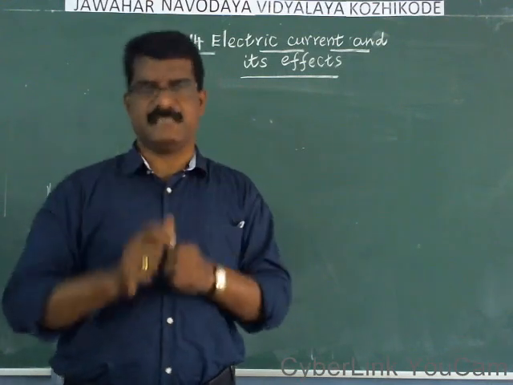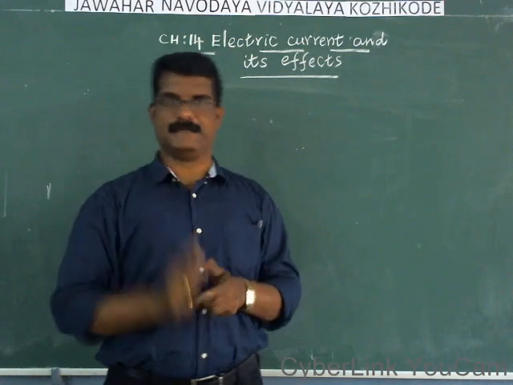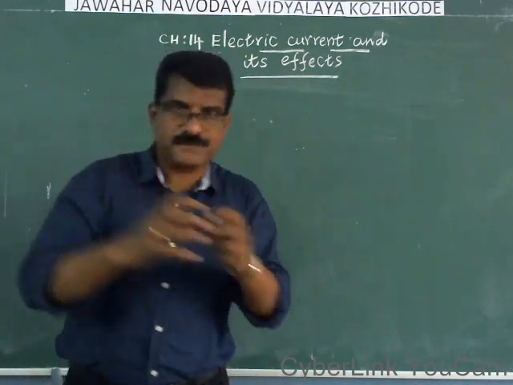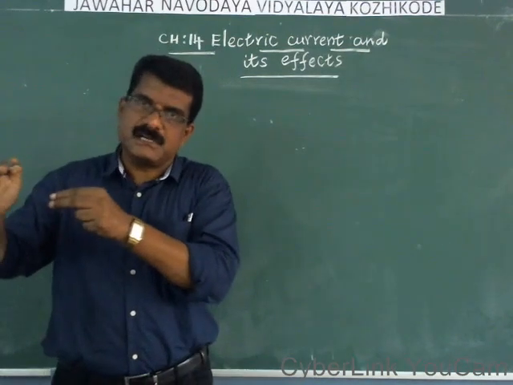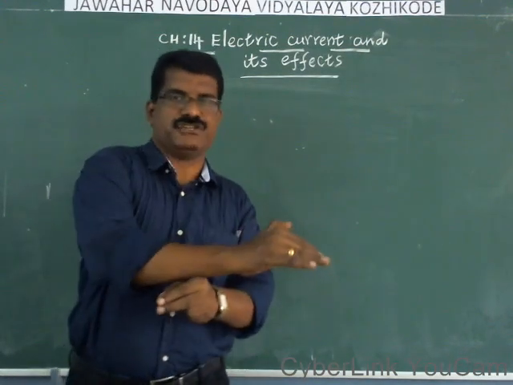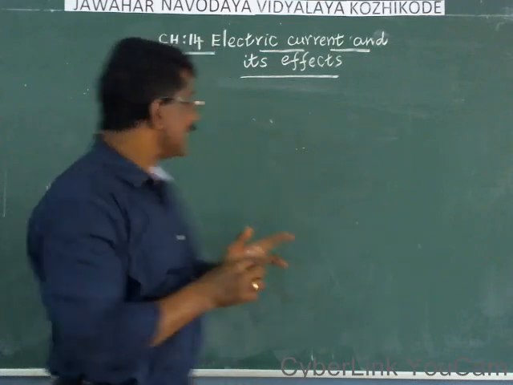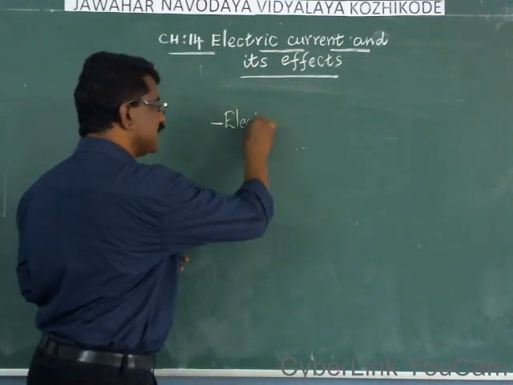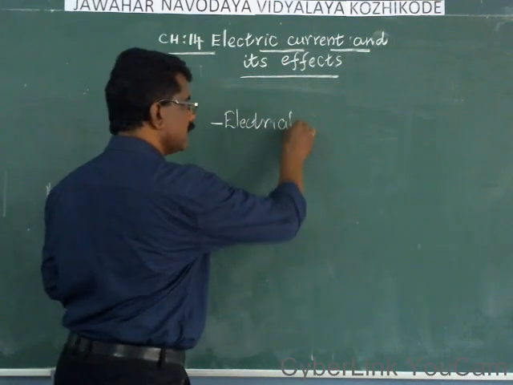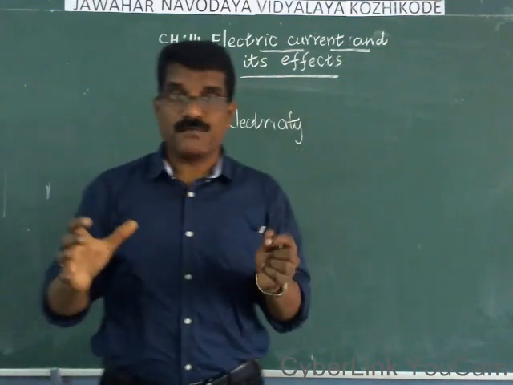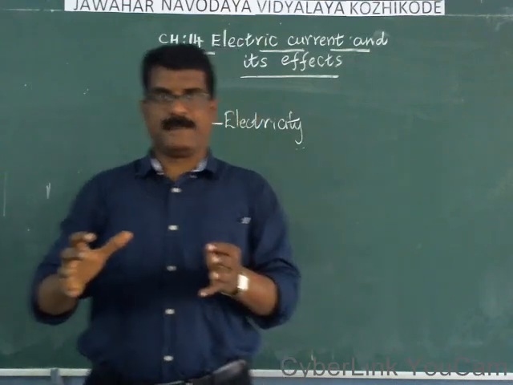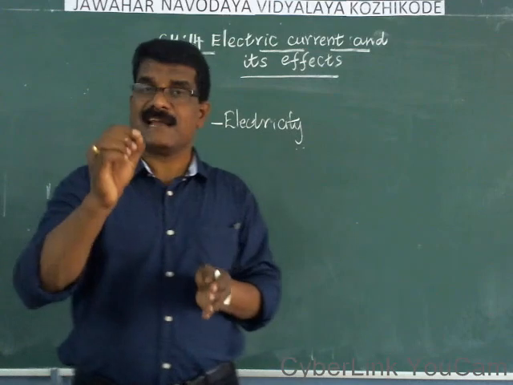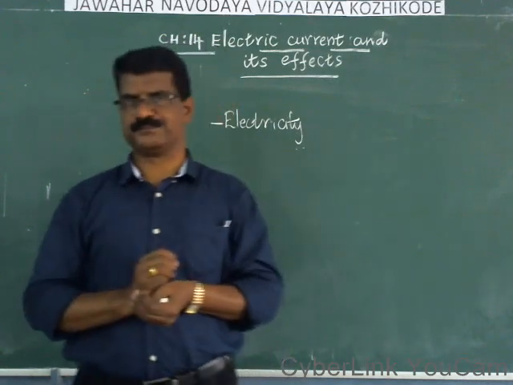What is electricity or what is electric current? The flow of charge from high potential to low potential is known as electricity, or it is called electric current. The flow of charge from high potential to low potential is known as electricity or electric current.